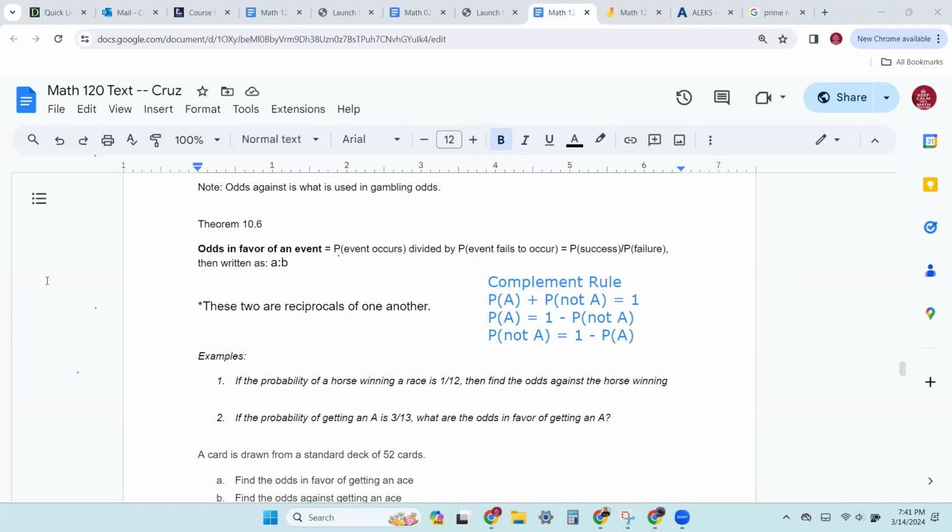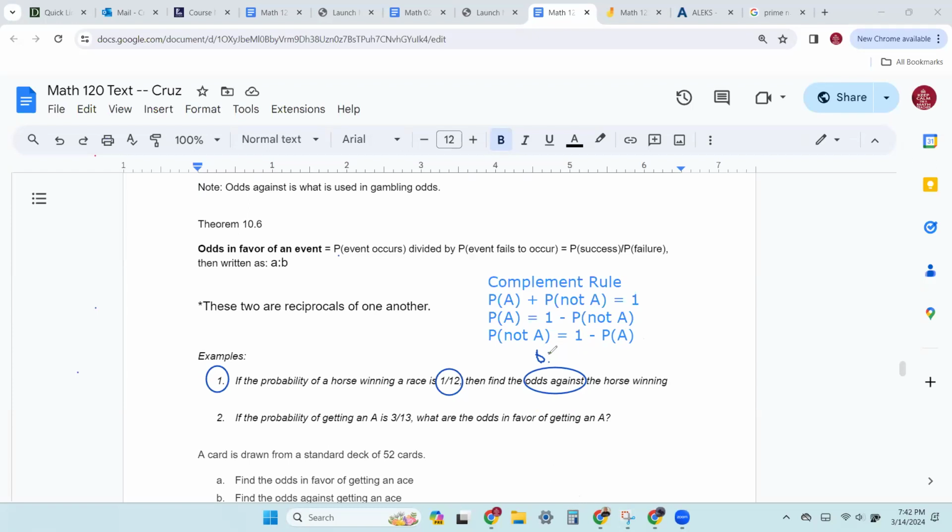So here's the one I want to look at now. If the probability of a horse winning is 1/12, then find the odds against. All right, odds against. So this is going to be B to A. That'll be 12/1. You say flip it? No, you're not flipping the right thing. We can't flip it until we know what the odds are. We don't know what the odds are.